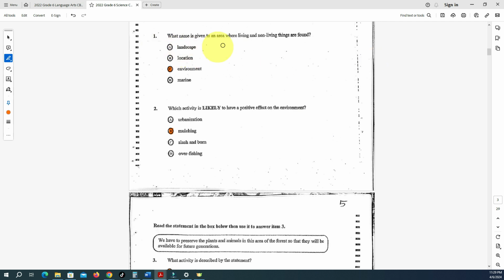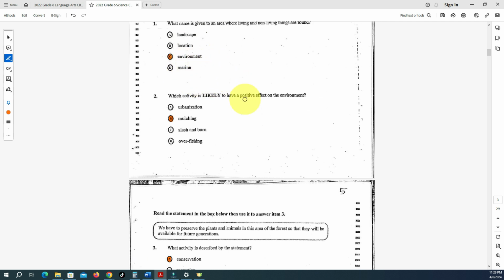So number one, what name is given to an area where living and non-living things are found? I chose environment, right? Landscape, location, marine is just not suitable. I think an environment is definitely the answer.